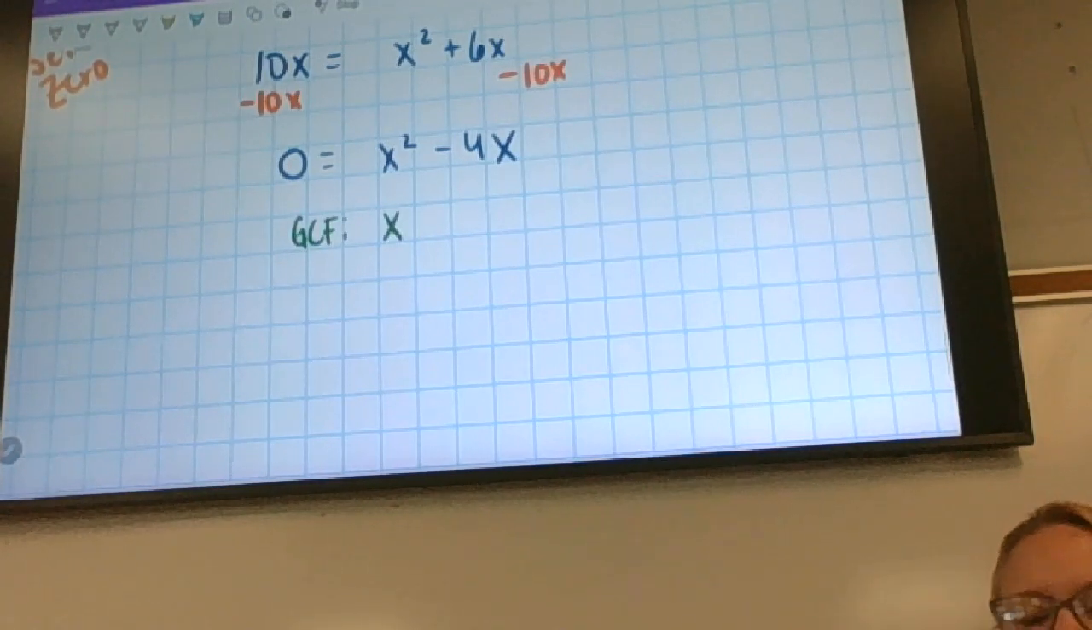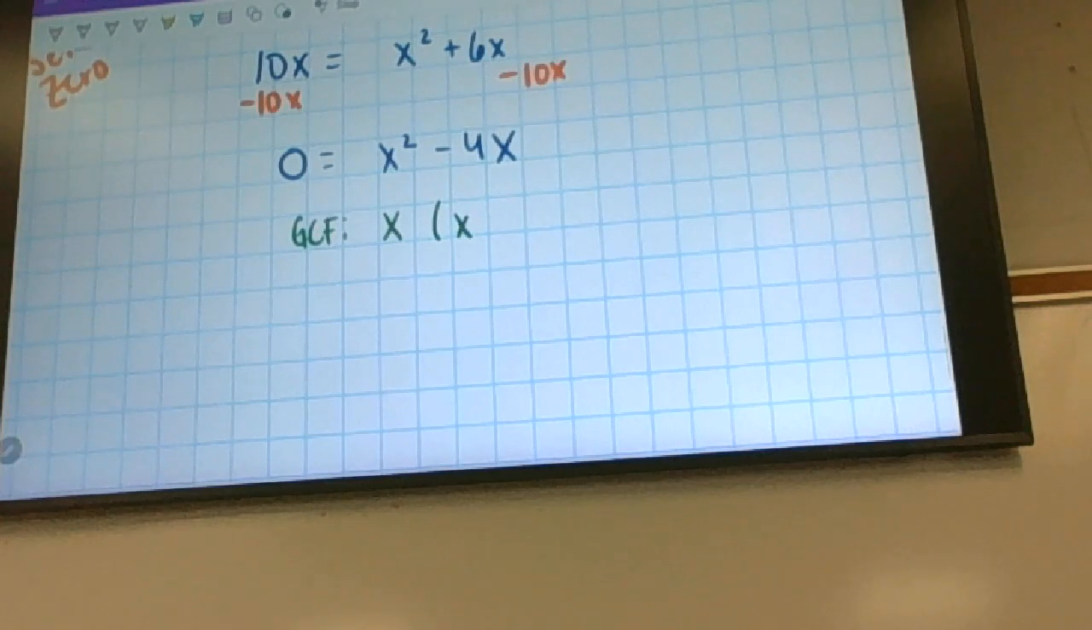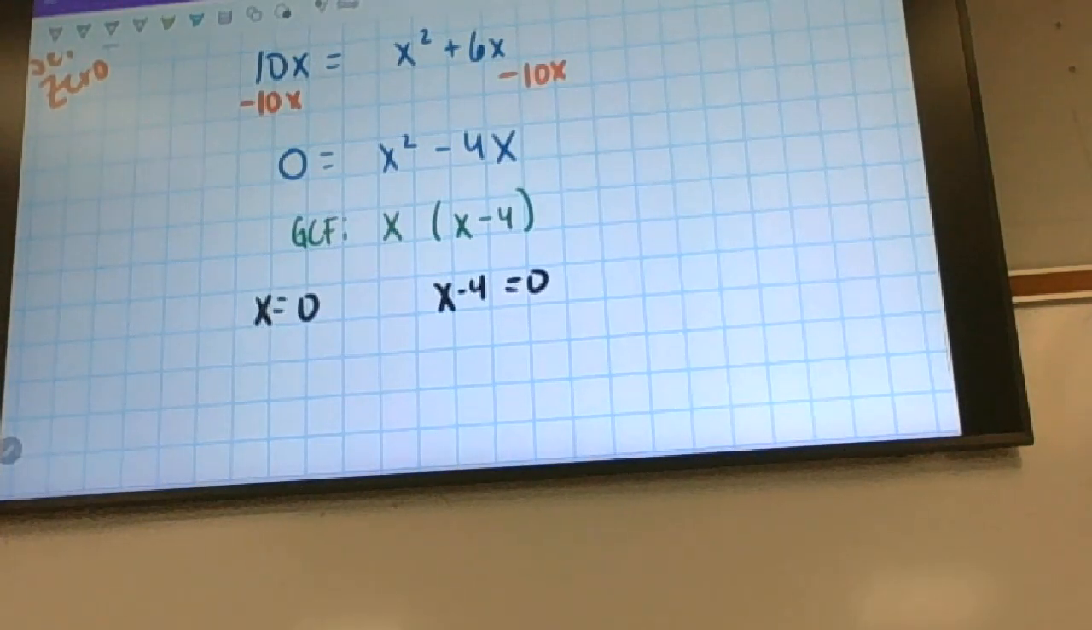So when I only have two terms, a lot of times I look for whether I can pull an x out. So this is x times x minus 4. That's factored by GCF. Make them both equal 0 and solve. Sure, one of these things doesn't work.